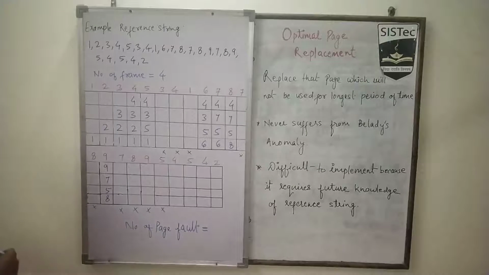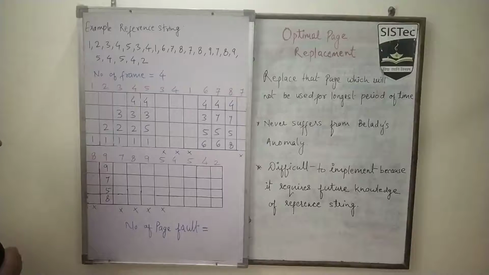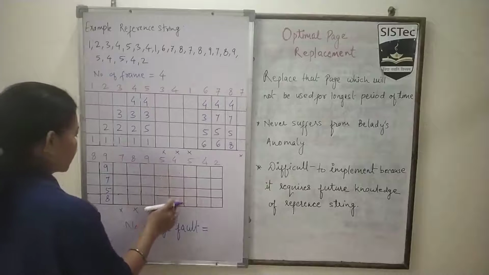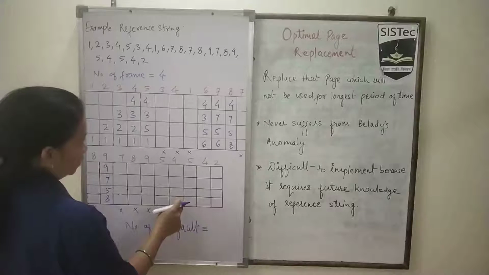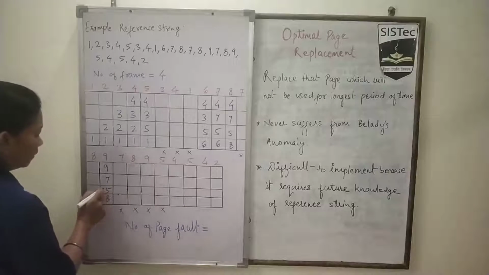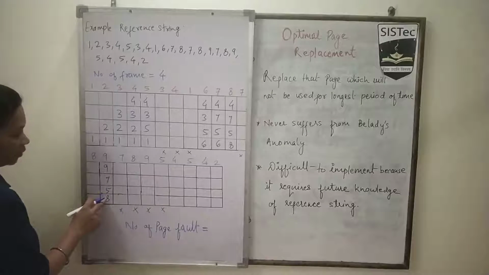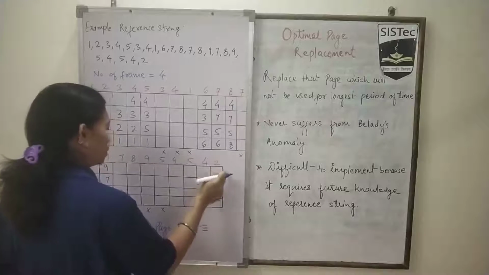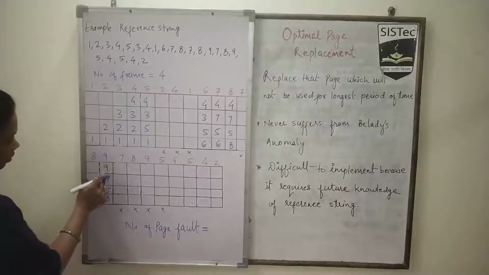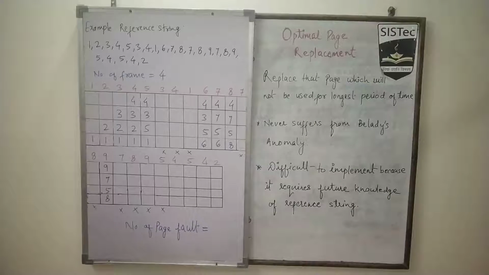So we need to replace the page which is not going to be used for a long time. After allocating 4, just 5 is going to be used, so 5 cannot be replaced anyway. Our page number 9, 7 and 8 are not going to be used further because our string is going to end. So 9, 7 and 8. These 3 are our target pages, but which particular page will we replace?